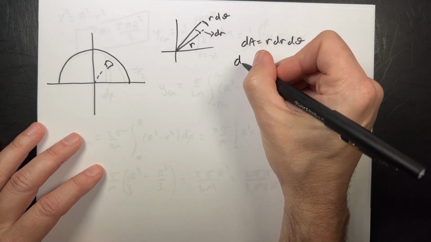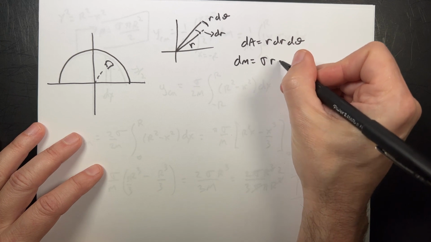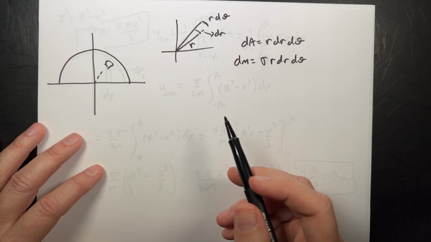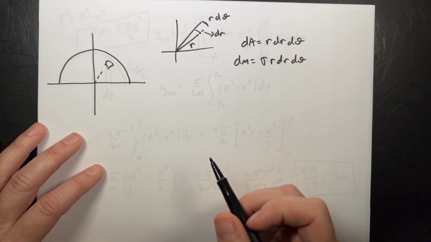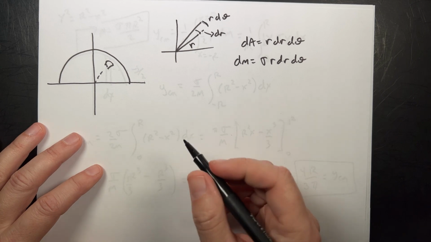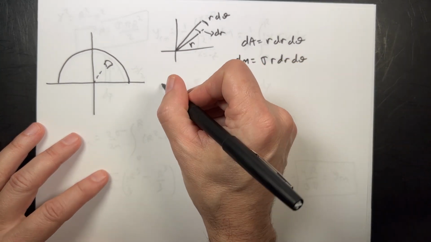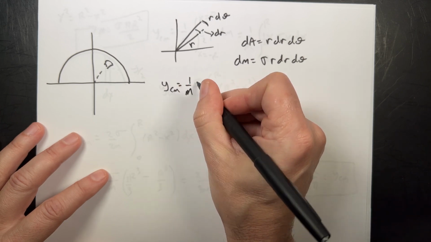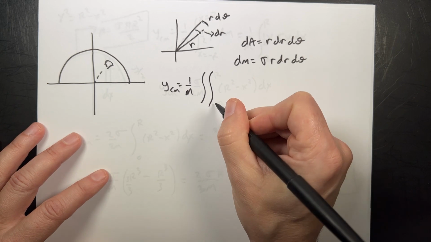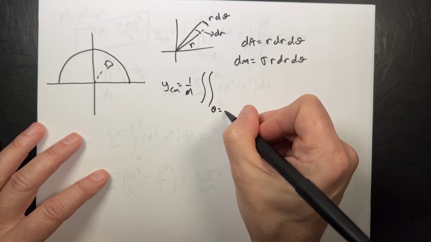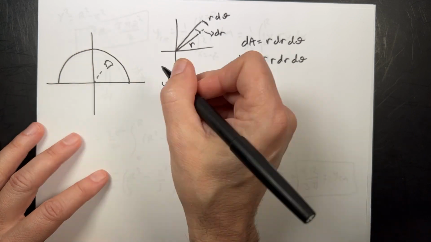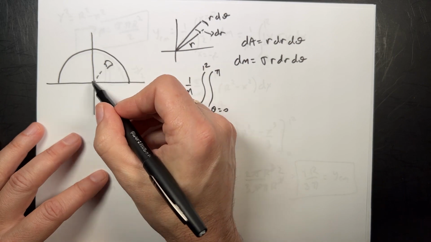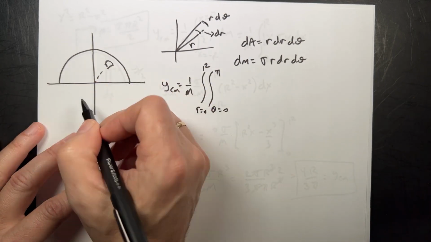And my mass dm is going to be sigma r dr d theta. I'm not going to do the x coordinate. We already showed that was 0 and it's boring. But I do want to do the y center of mass. So let's write down the y center of mass. The y center of mass is going to be equal to 1 over the mass. Now I have to do a double integral from theta equals 0 to pi. That's that way. And from r equals 0 to r. So I'm going to integrate this way and this way.